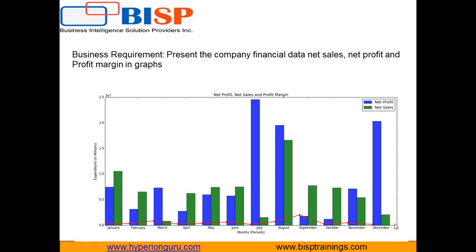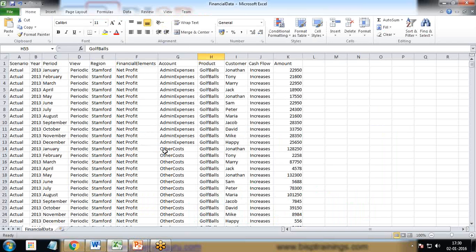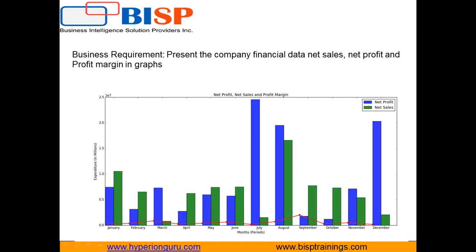So I have got a company data. That's my financial data which I have received from the company, and I need to present the net profit, net sales, and the profit margin in this graphical format, so that the CFO, the business analyst, or the decision makers of a company can easily know whether they are making a profit or going into loss.